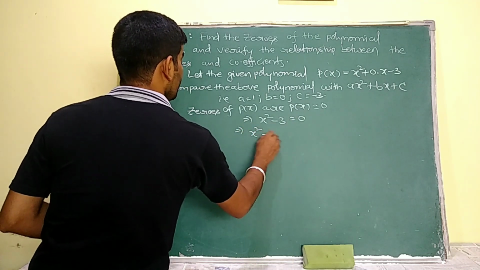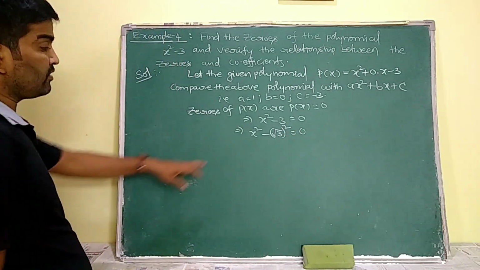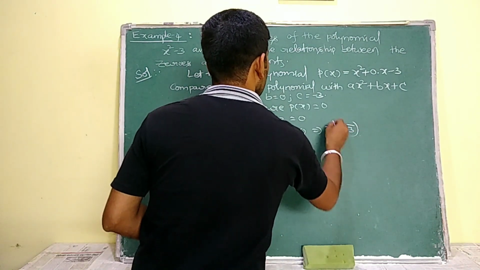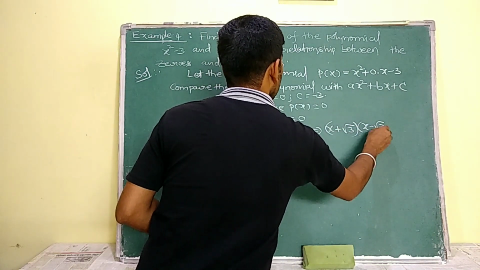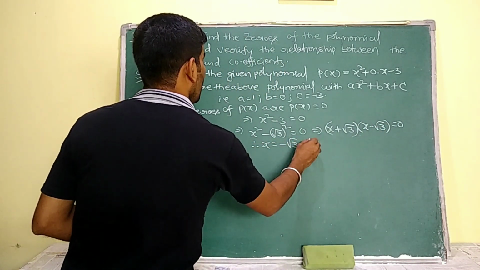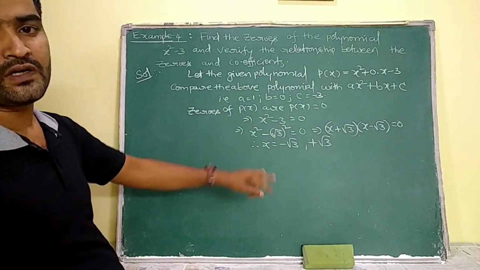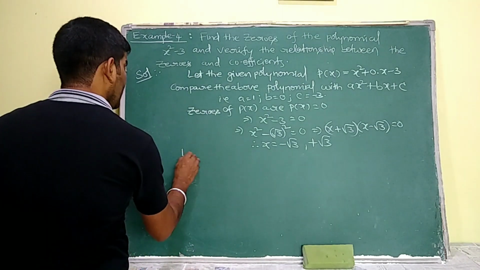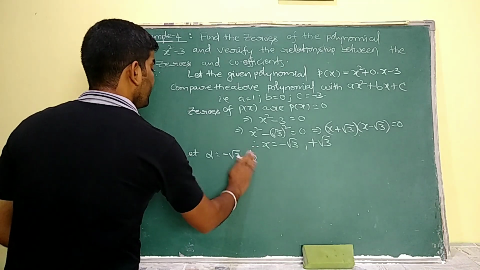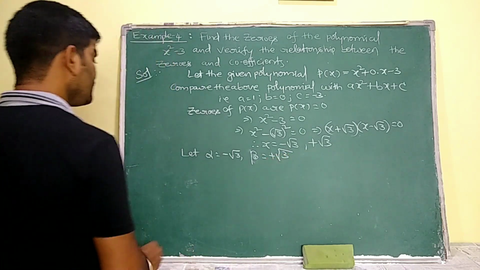I am going to arrange that x square minus 3 as x square minus root 3 whole square, because now it is in the form of a square minus b square. So it can be expressed as (x plus root 3)(x minus root 3) is equal to 0. Therefore x is equal to minus root 3, plus root 3. So we have to assume either one value as alpha and the other one as beta. Let alpha is equal to minus root 3, beta is equal to plus root 3.